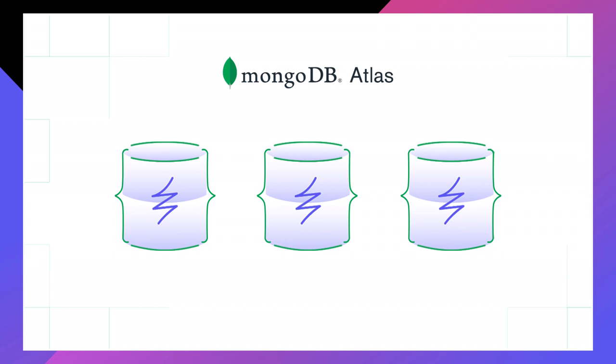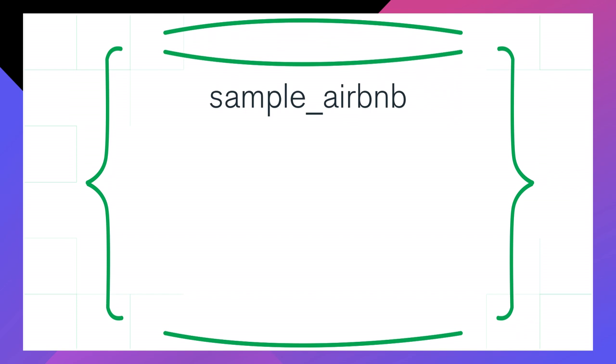Let's talk about the data. I'm going to be using a database that is hosted in MongoDB Atlas, and I've already loaded the sample data set there. Today, I'm going to continue working in the sample Airbnb database. I'm going to use the infinite views Airbnb listing that I created in the first video in this series.